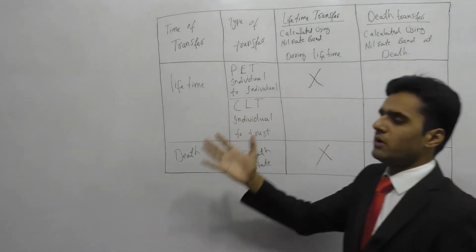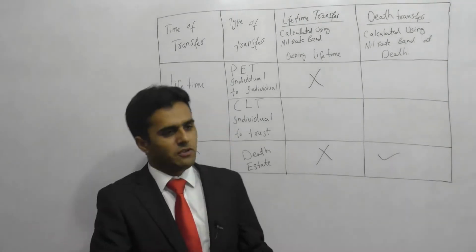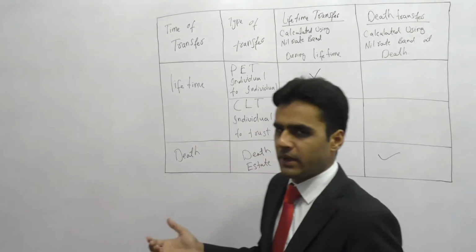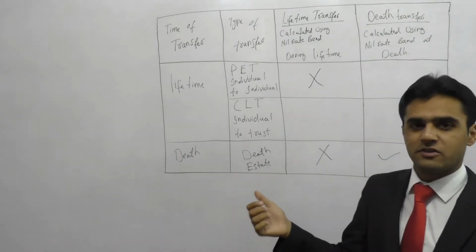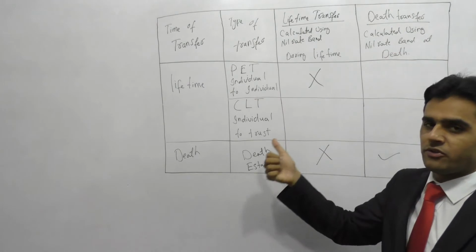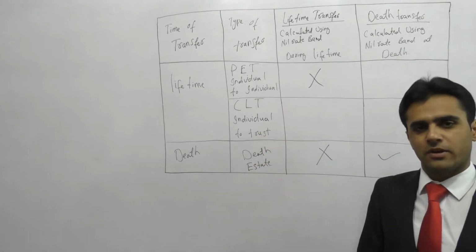Anyway, if you transfer an asset from one individual to another individual, there is no tax on that. It is exempt from inheritance tax. So we won't have to pay any inheritance tax on a PET during our lifetime. Right?